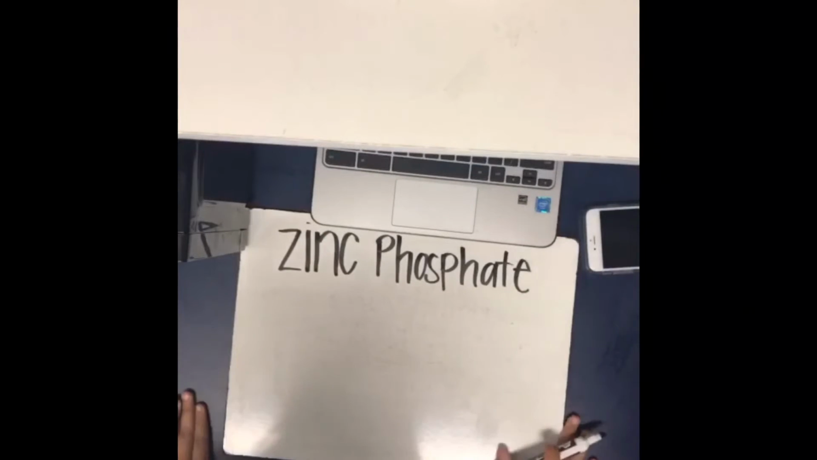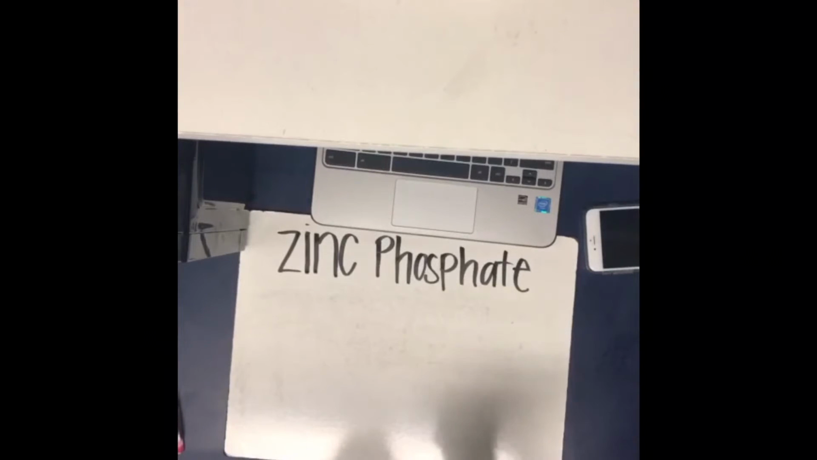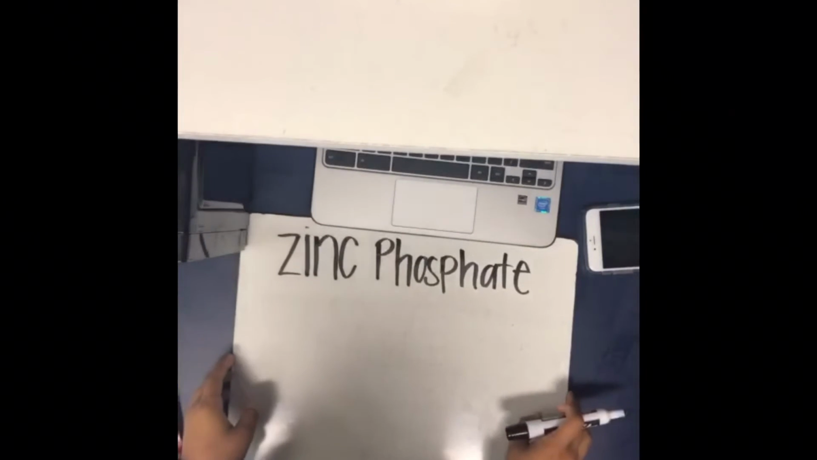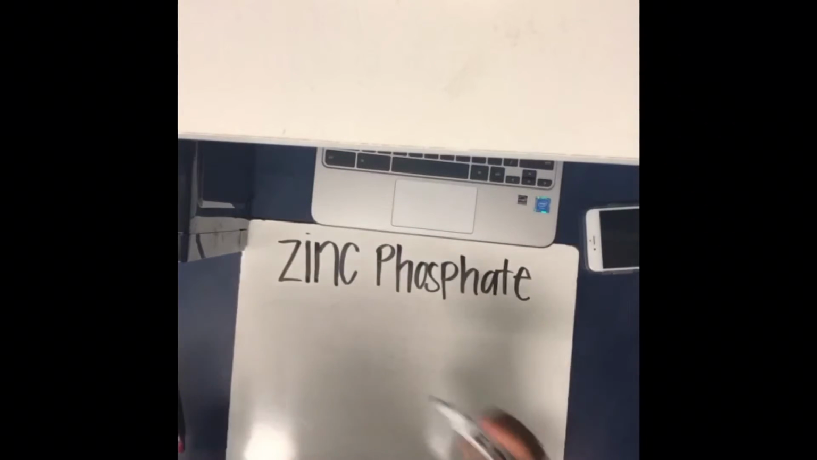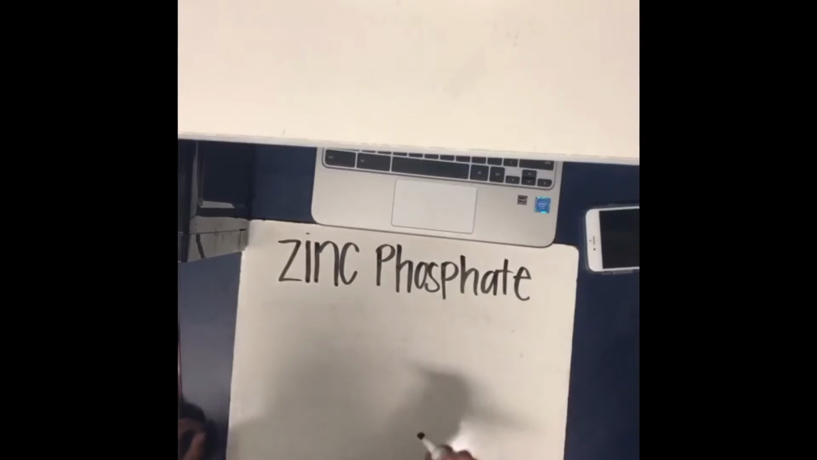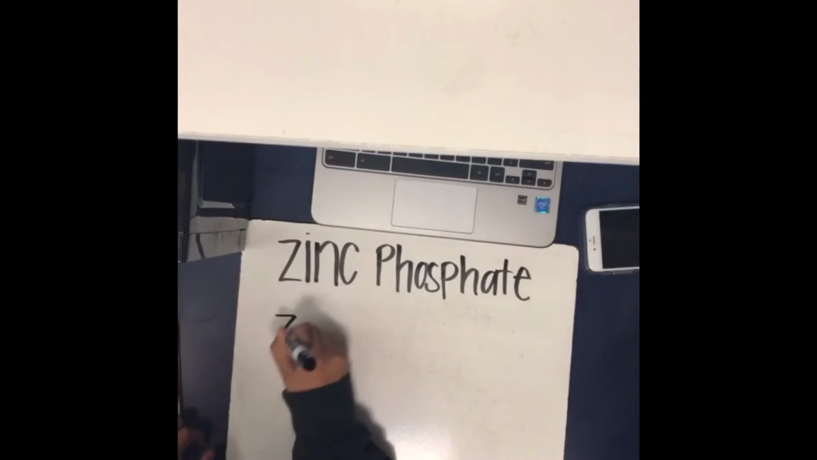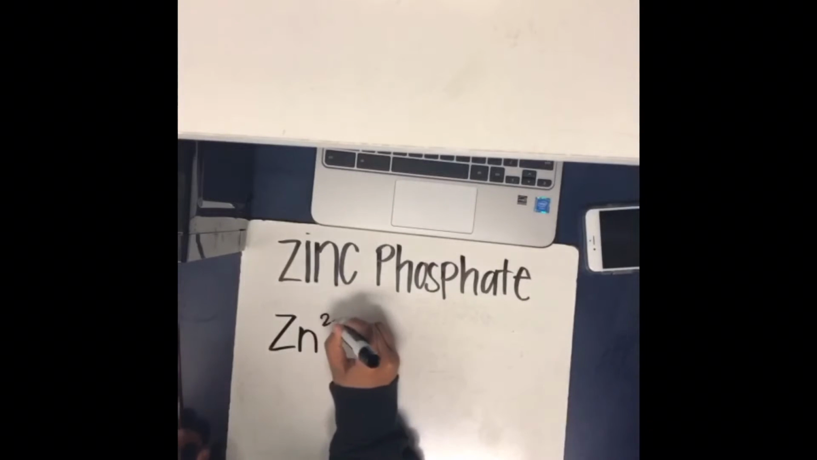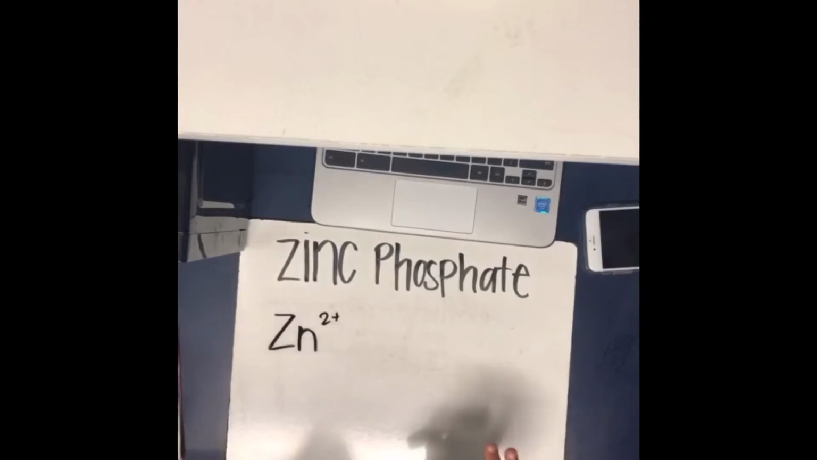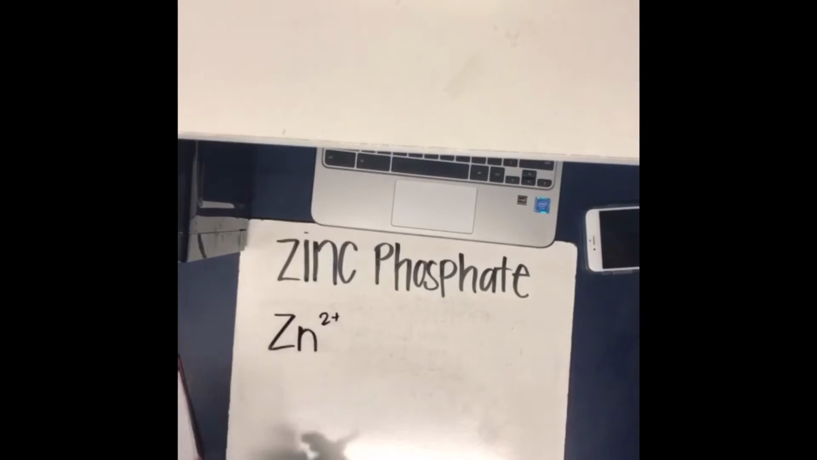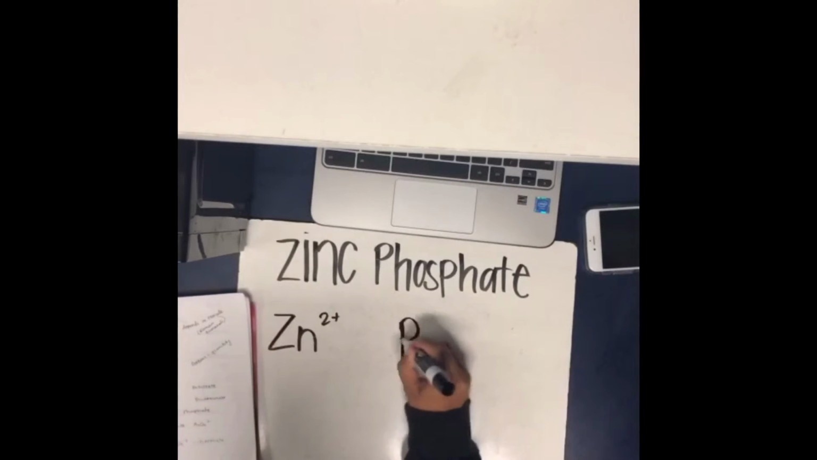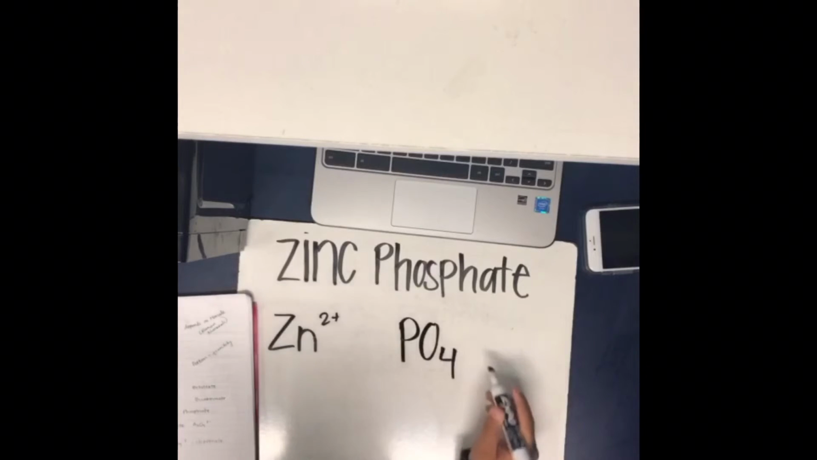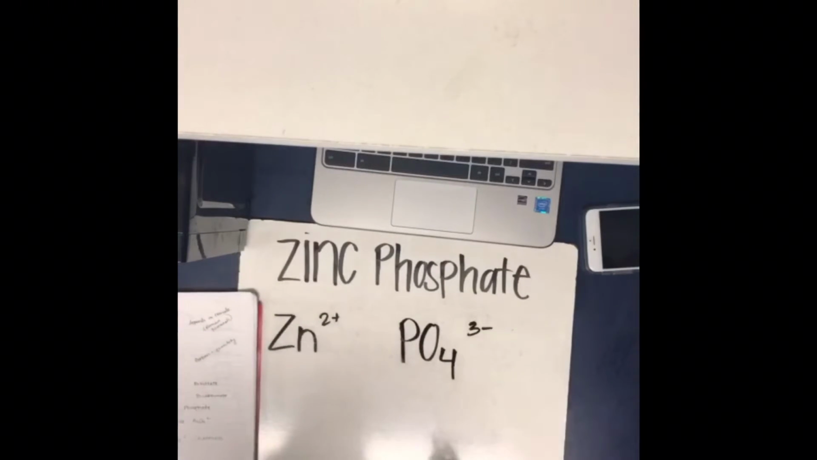Here's another example of changing a name to its formula. First, you want to separate both of the names so you can find out what their charges are before putting them all in one. So for zinc, it would be Zn with a charge of +2. And then for phosphate, that is a polyatomic. So I'm going to look at my chart here and look for phosphate, which is right here. So it's PO4 with a charge of -3.